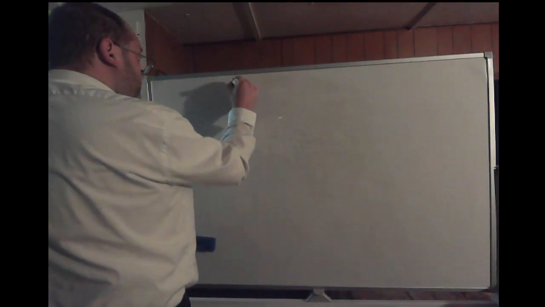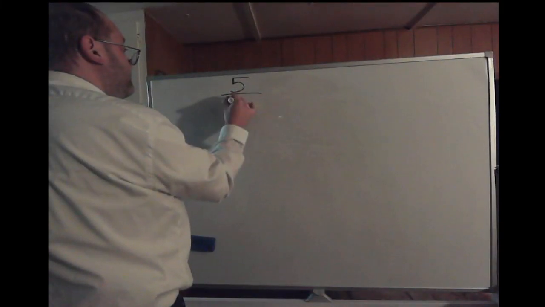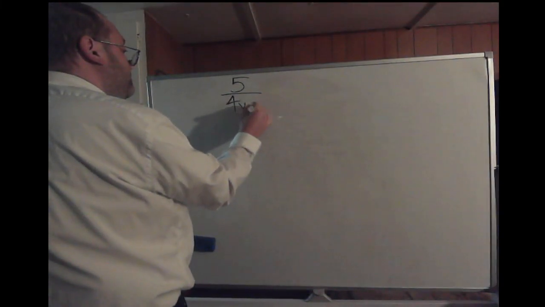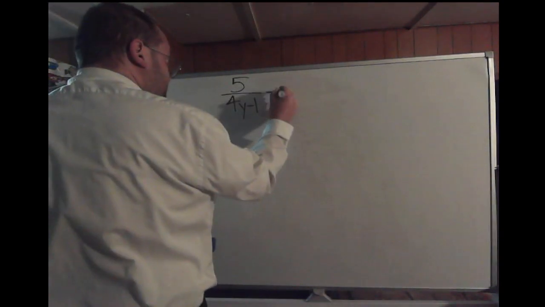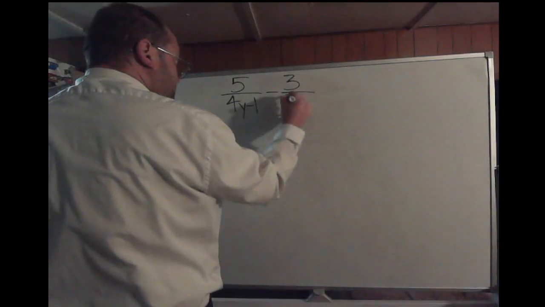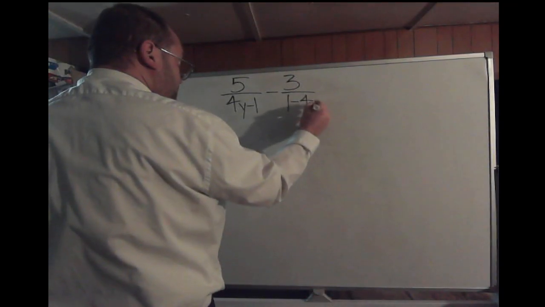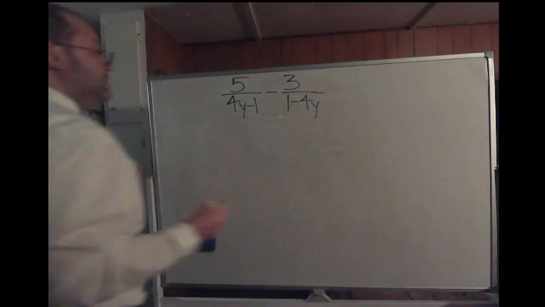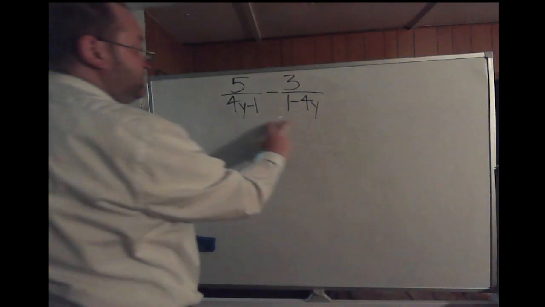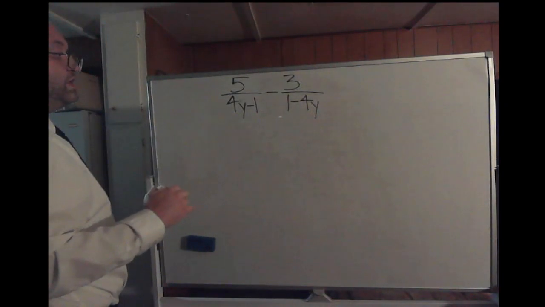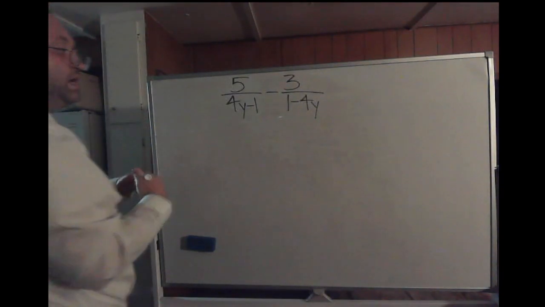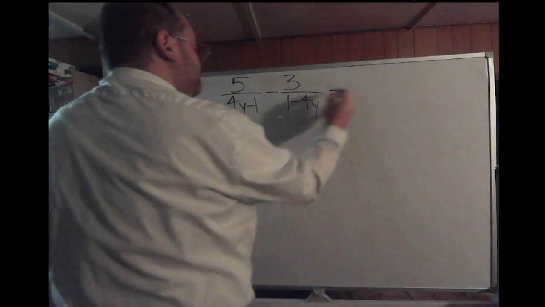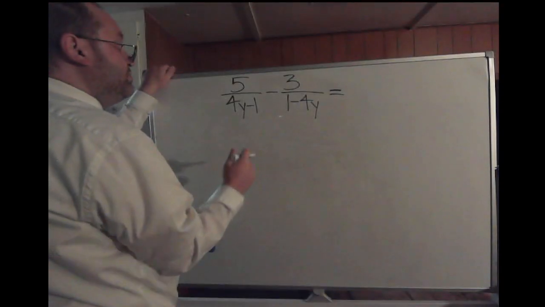Alright, similar one. We have 5 over 4y minus 1 minus 3 all over 1 minus 4y. Okay, denominators look similar, but they're technically different. Well, isn't 1 minus 4y just the negative of 4y minus 1?